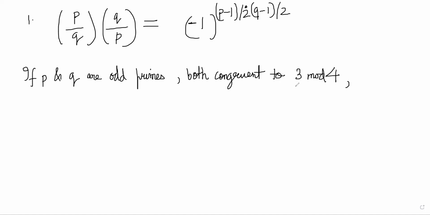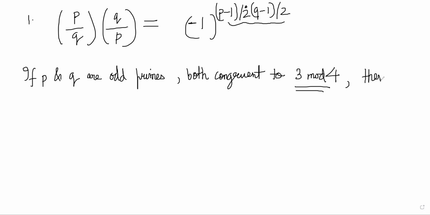What happens if both are congruent to 3 mod 4? This part becomes odd. So that means the product on the RHS is minus 1. So that means P over Q and Q over P multiply to minus 1. So one of them is a residue and the other one is a non-residue, right? So we can say that they have different nature. They are residue and non-residue now, right?